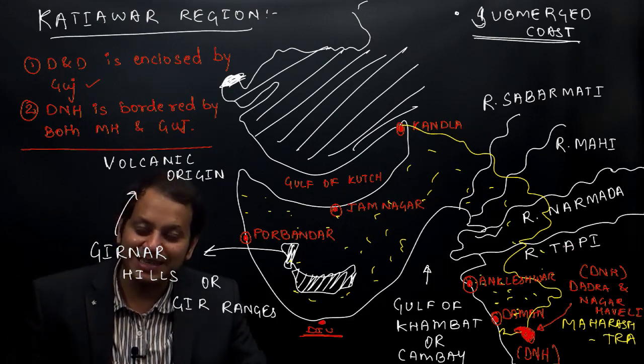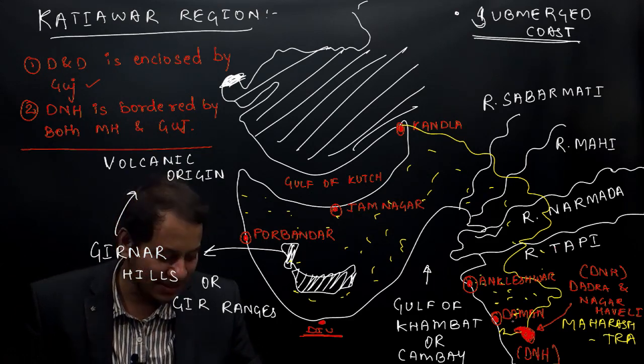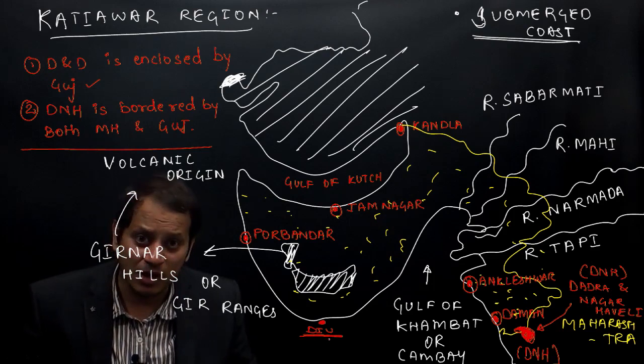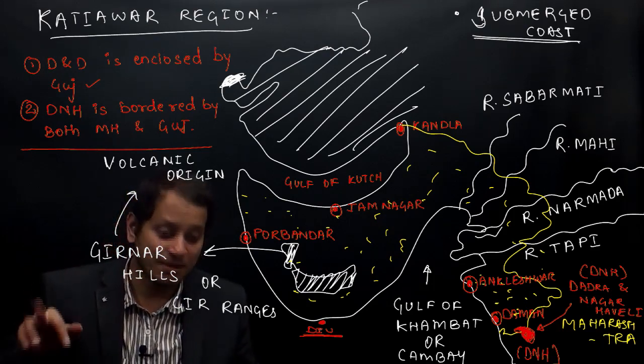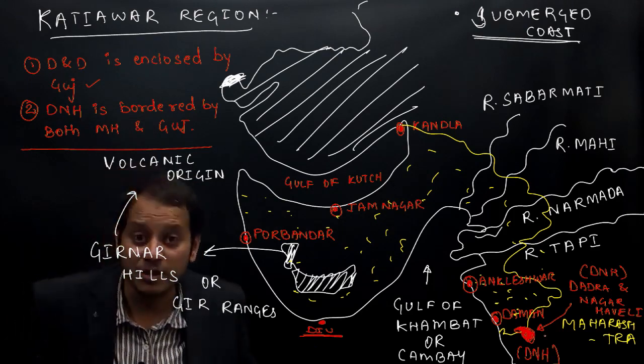Which union territory lies entirely in Gujarat or totally in Gujarat only? It is Daman and Diu. Entirely in Gujarat, Daman. Diu is an island here. Which union territory lies both in Gujarat and Maharashtra? It is Dadra and Nagar Haveli. So these are the important points here.